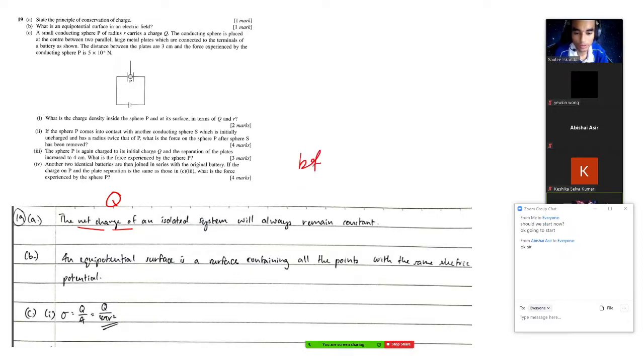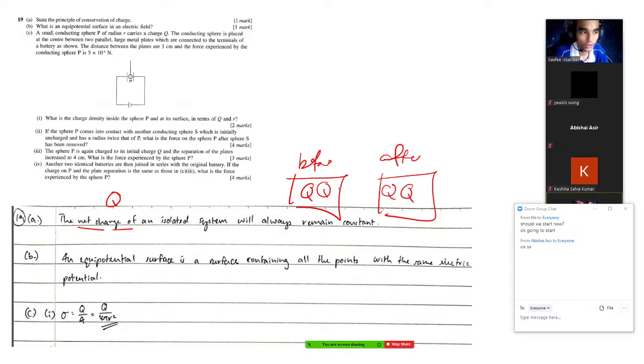So before, we have some amount of charge, and after, the charge will be the same. What happened to both of them? Q1 plus Q2 before will be the same as Q1 plus Q2 after. What happens when they are isolated? The charge before and after will remain constant.